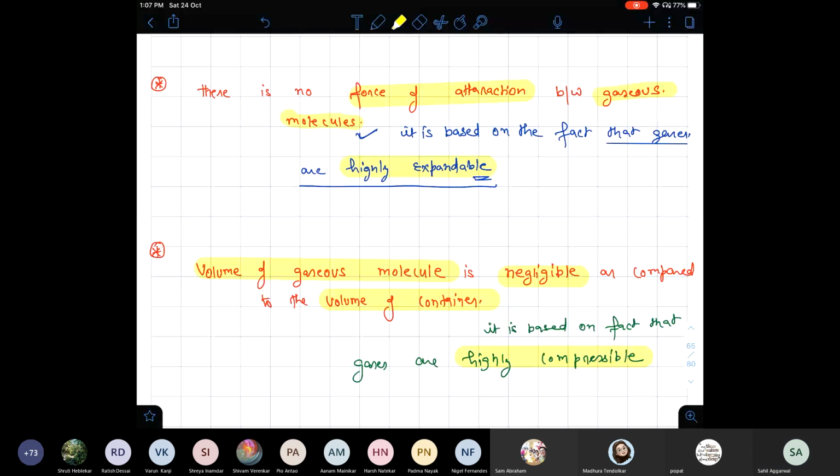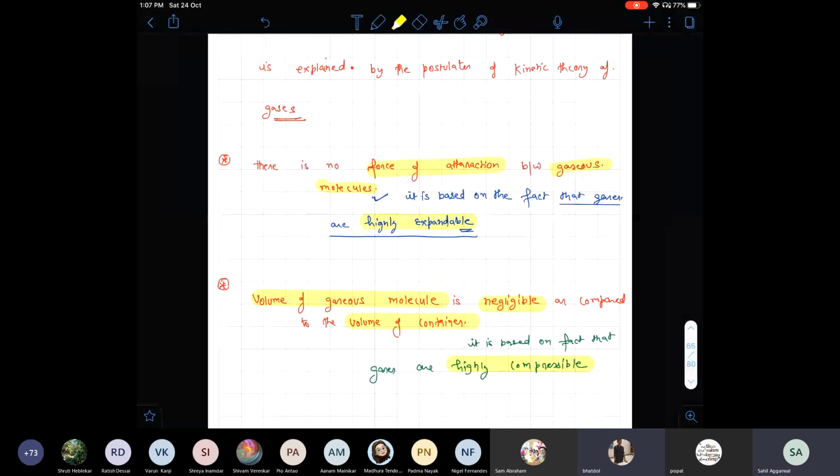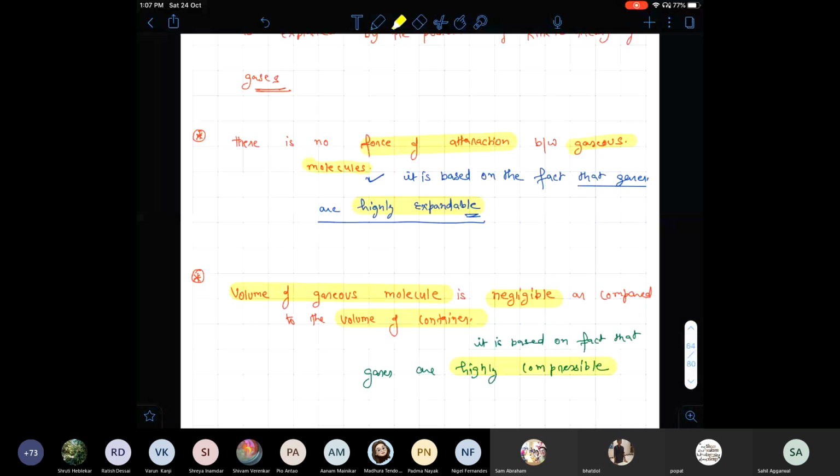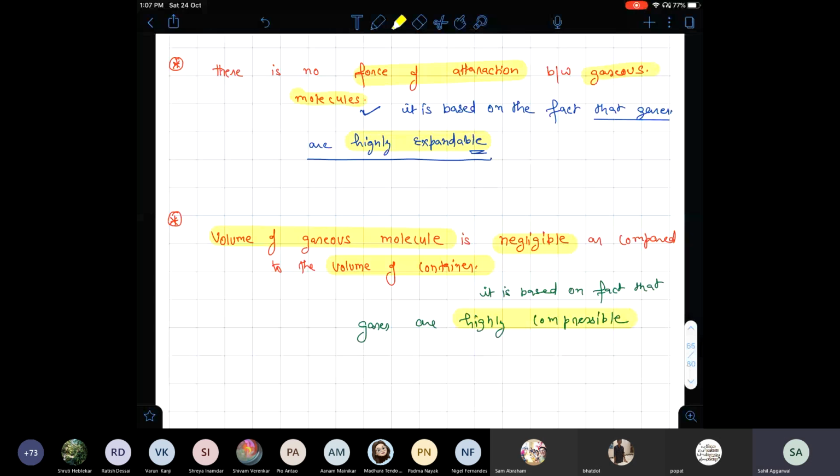Sir, can you scroll up a bit? I had lost connection. I'll just take a screenshot. Yes, sir. Thank you. Understood both the points.